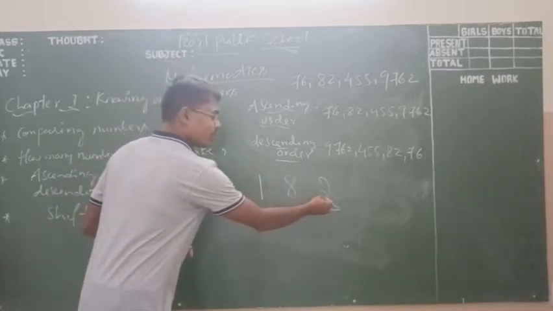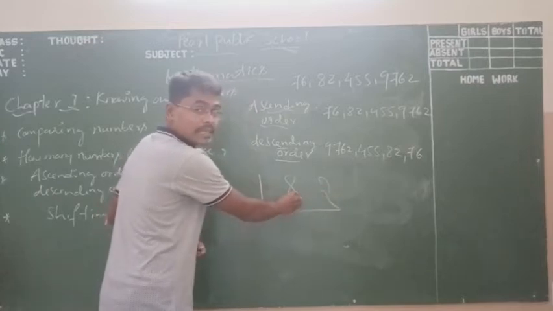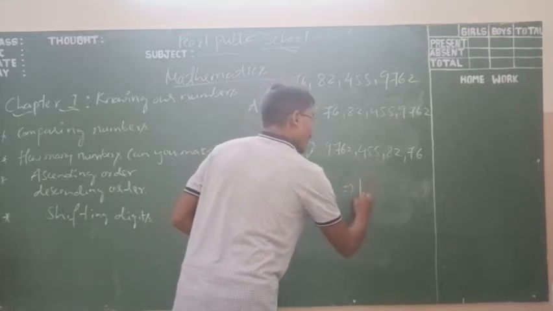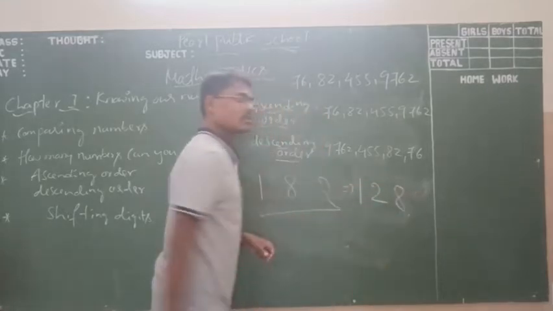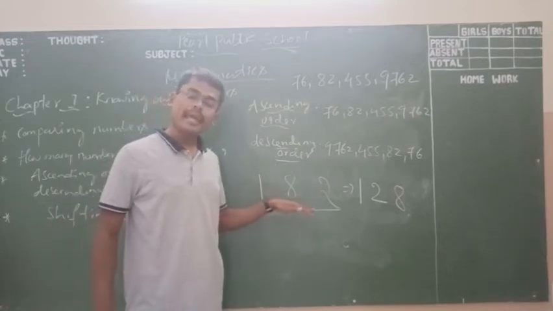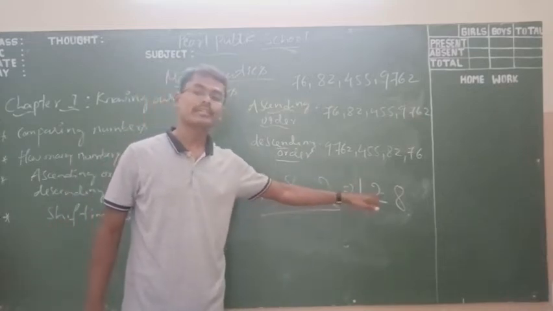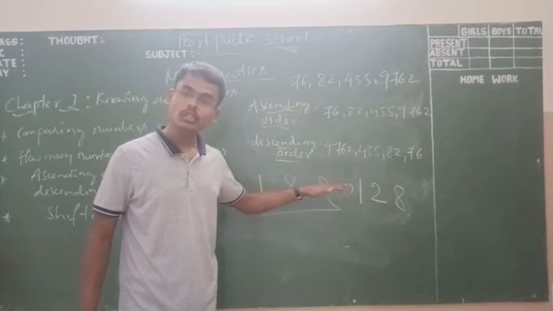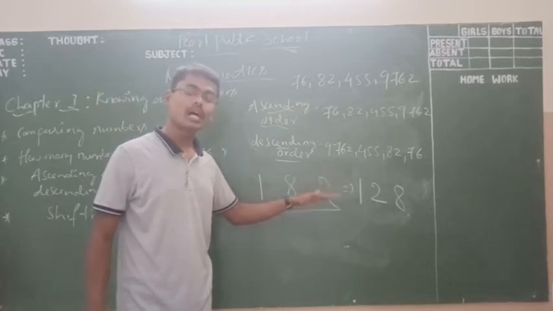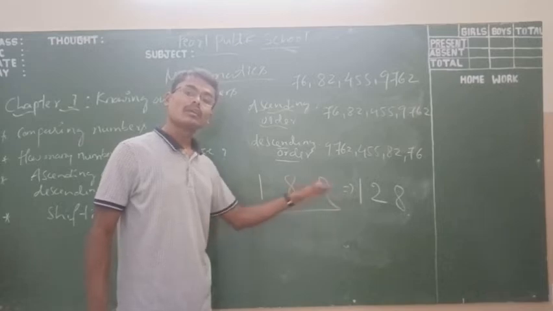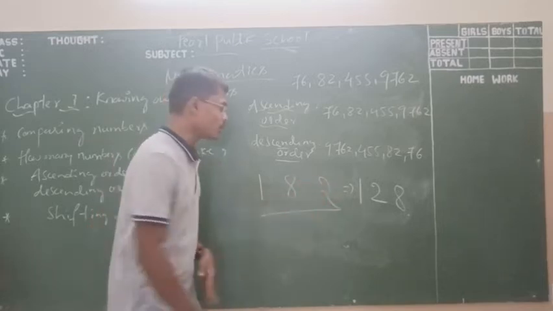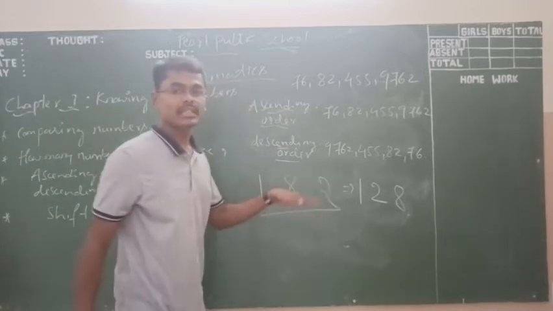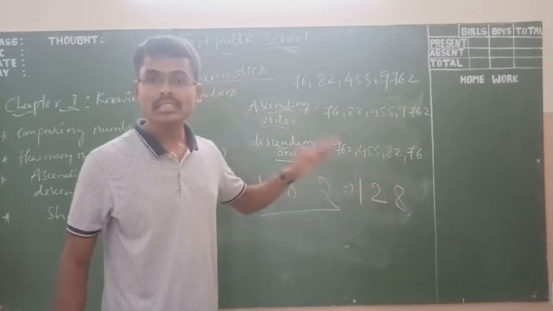Now, I am going to shift this 2 to the 10th position. Now that becomes 1, 2, 8. For the number 1, 8, 2, I have written 1, 2, 8. This becomes the smallest one. The smallest number I got from this 1, 8, 2 just by shifting, just by changing the digit positions. Look here, I have written 2 to this position and 8 to this position. For that reason I got 128 as the smallest number.